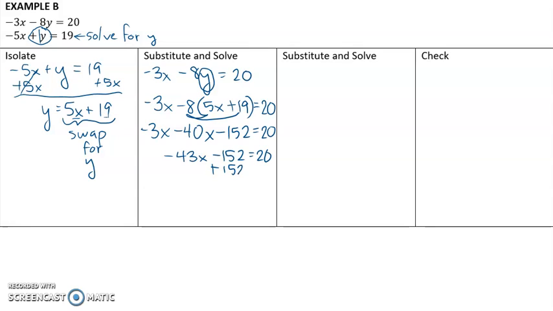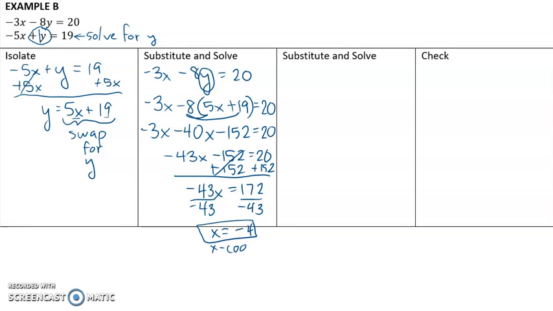Zero out the constant, trying to get that x alone. Divide by the coefficient. And we get x equals negative 4. Okay, all right, so we have our x coordinate. Whew. Lots of brain work here.